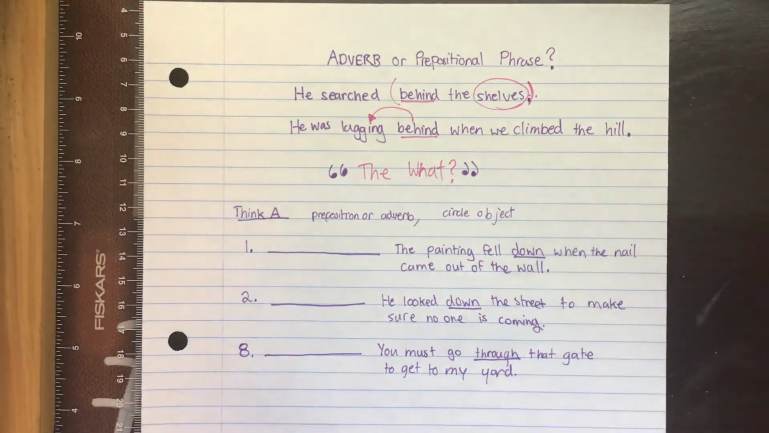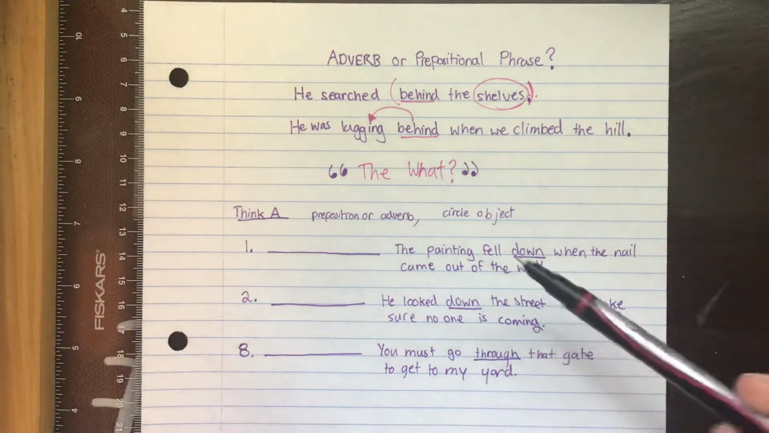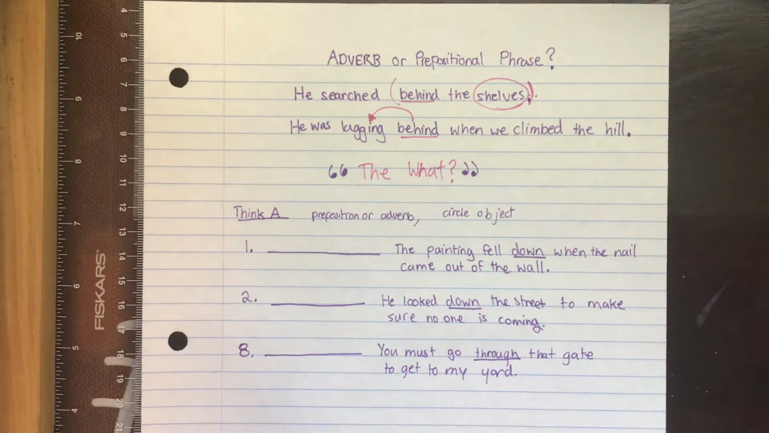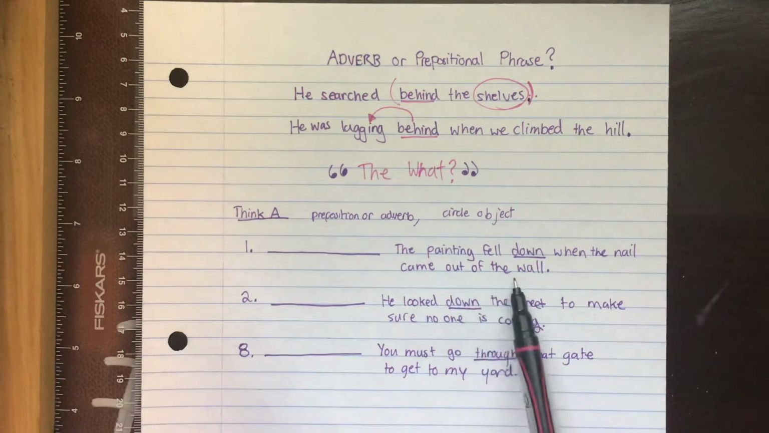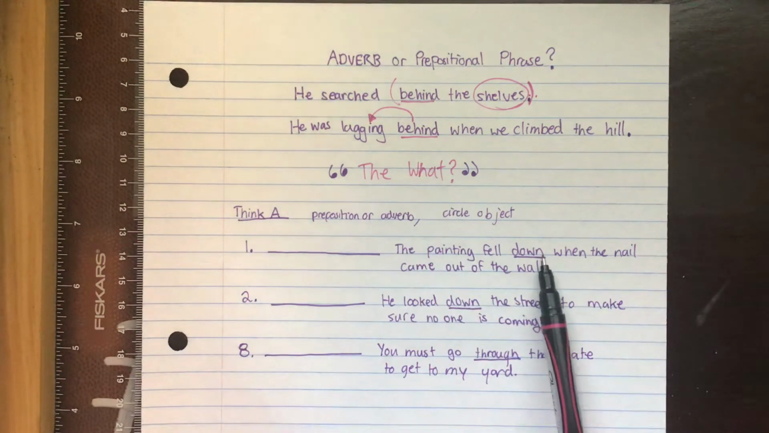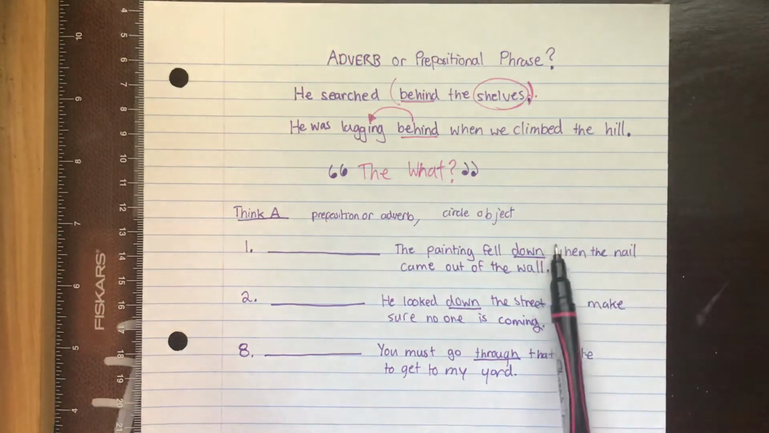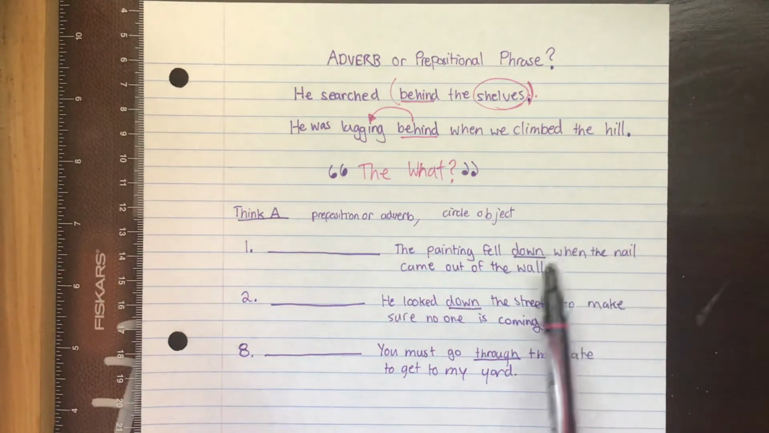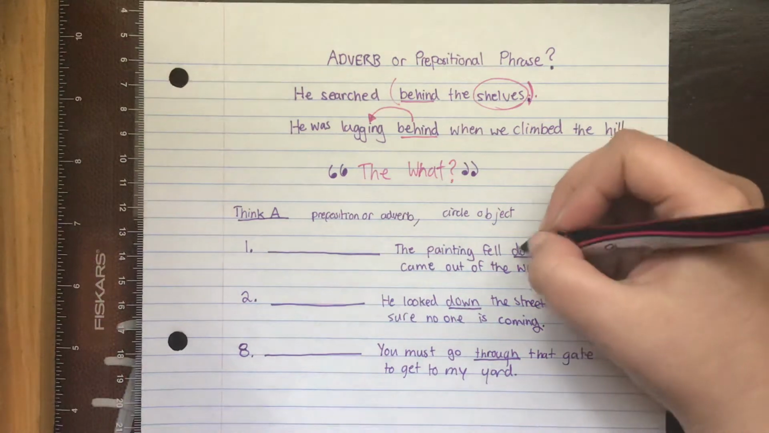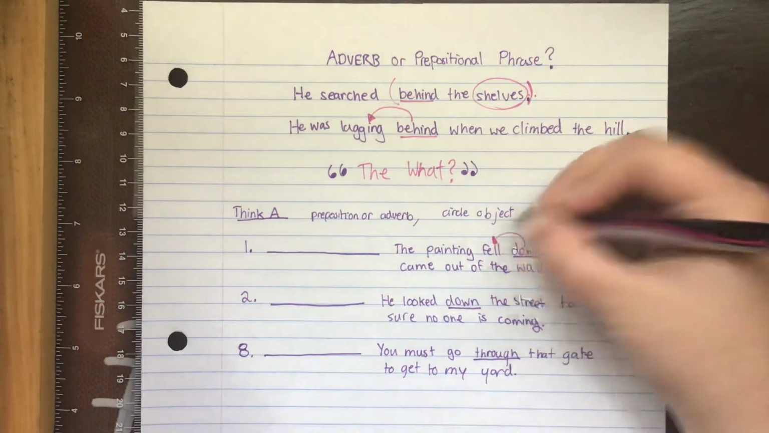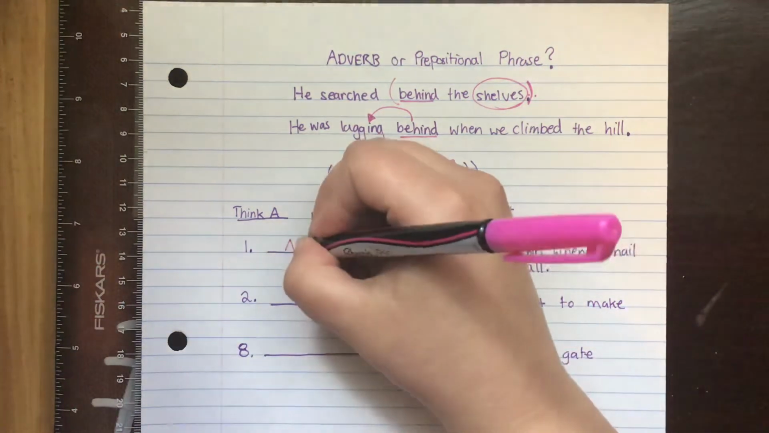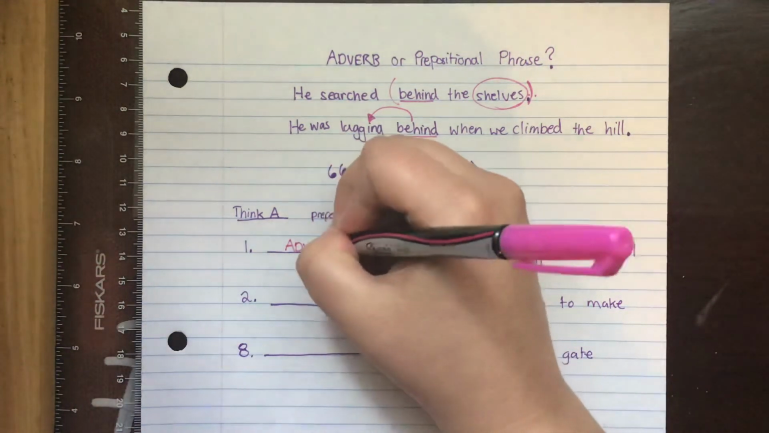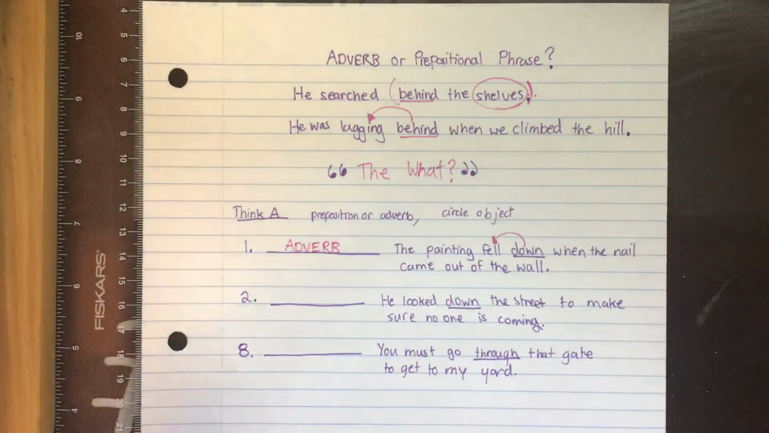These are from your textbook on page 209, so if you want to follow along with these three, you can. Here's the sentence. The painting fell down when the nail came out of the wall. So the painting fell down the what? It doesn't tell us where it fell down. It goes on to another part here. So in that case, down must just be describing the verb. So therefore, is it an adverb or is it a prepositional phrase? It's an adverb. So on the line, I'm going to write adverb because it's describing the verb.